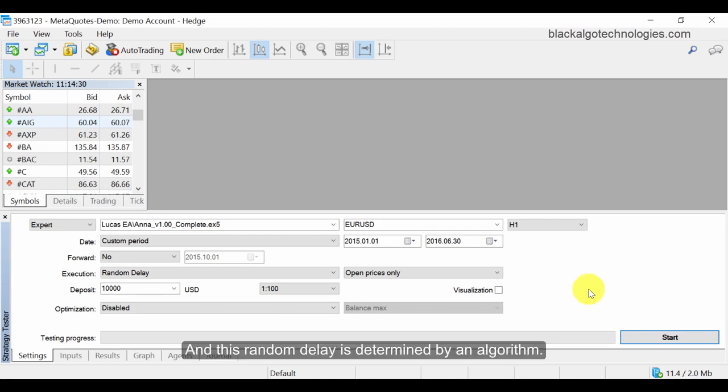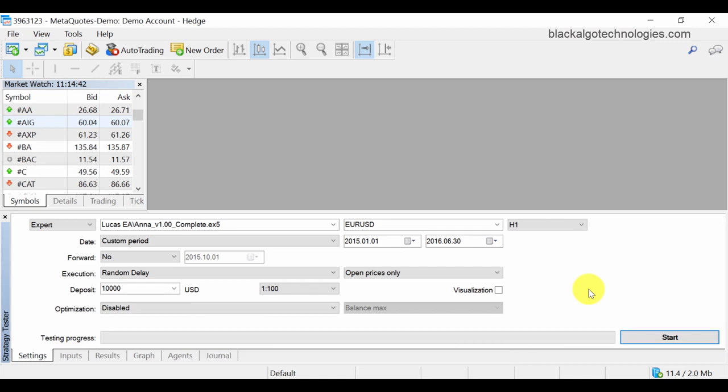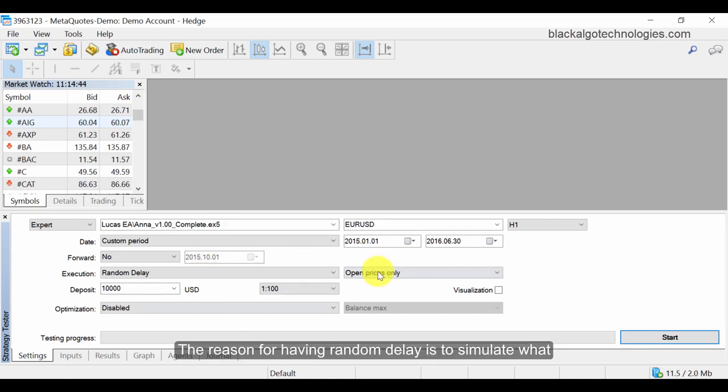And this random delay is determined by an algorithm. We are not going to go into details on what that algorithm is. I will put some notes on that in the later chapter. So the reason for having random delay is to simulate what it is like in real life. Because sometimes in live trading, you can't get the prices instantly. Your broker may delay your prices for who knows what reason, and that will affect your trading. And most of the time, it affects it in a bad way.